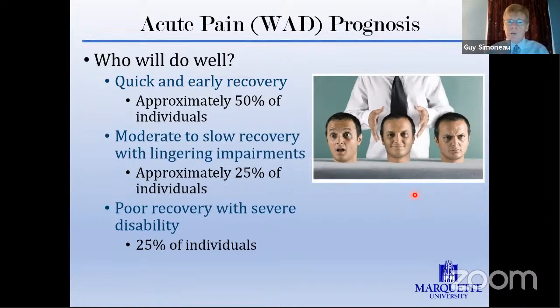We know a lot about prognosis, and we know that 50% of those people will have a quick and early recovery. I'm not saying that all of those 50% are sent to physical therapy. In many places in the world, we don't see those patients until 2, 3, 4 months after the accident, which is too bad. So we may tend to see people with more of their chronic pain being established already. But if we were to see people right away, we'd realize that 50% of those people should get better very quickly, with 25% having moderate long-term disability and 25% with more severe long-term disability.